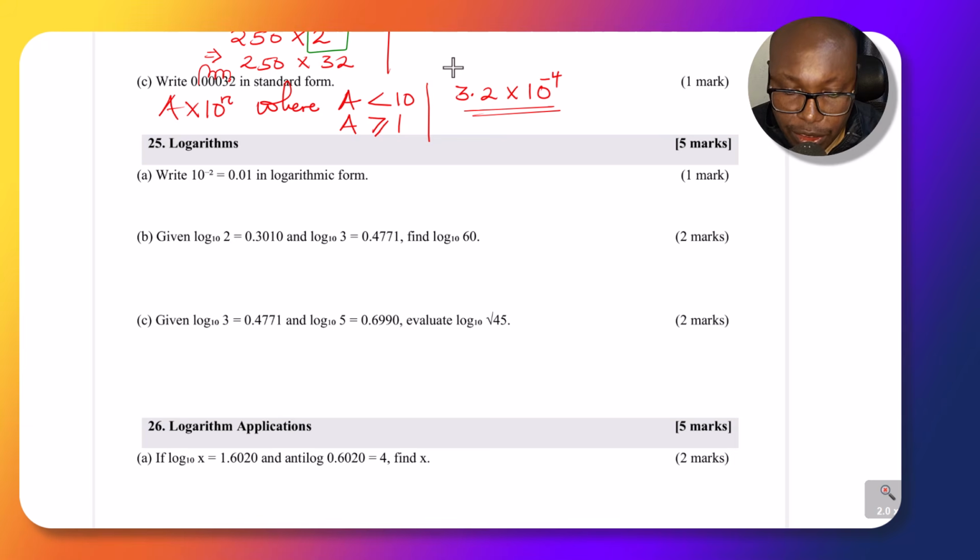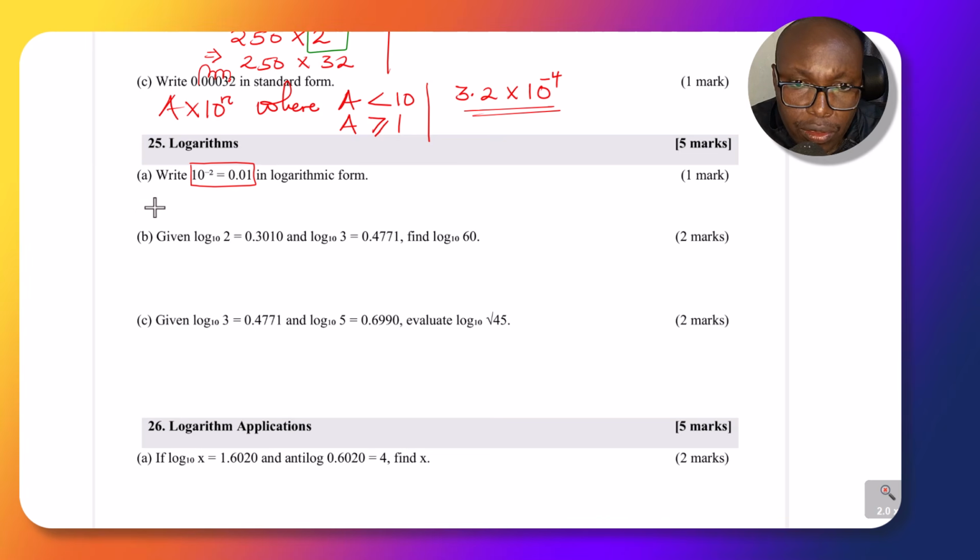Question 25 is a question on logarithms, part A. Write 10 to the power negative 2 is equal to 0.01 in logarithmic form. So this number has been written in index form. You convert it into logarithmic form.